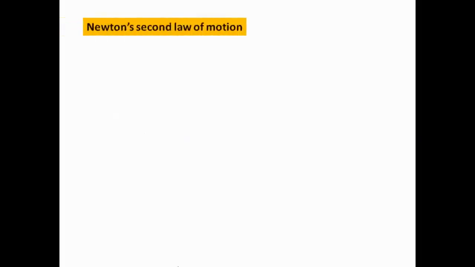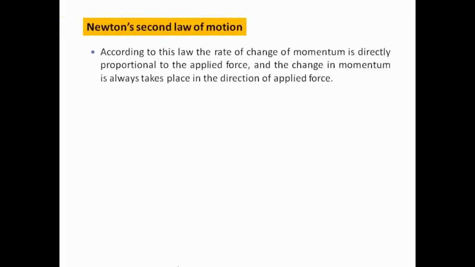Newton's second law of motion. According to this law, the rate of change of momentum is directly proportional to the applied force, and the change in momentum always takes place in the direction of the applied force. If F is the applied force and P is linear momentum, then according to Newton's second law of motion, F is directly proportional to dp by dt.